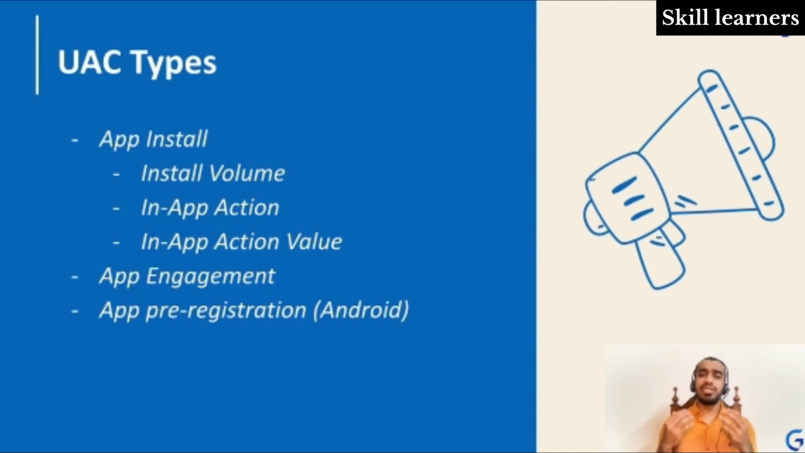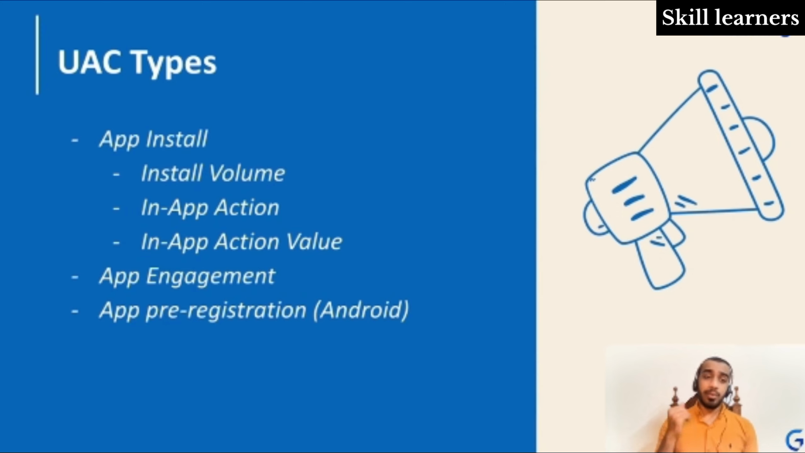Now let's look at the different types of UAC. That is, in universal app campaigns, what different types do we have? So we are primarily looking at three separate buckets within universal app campaigns. So one is app install, the second is app engagement, and the third is app pre-registration. In this video, we'll mostly be talking about the app install piece of it. Within app install, there are three subtypes.